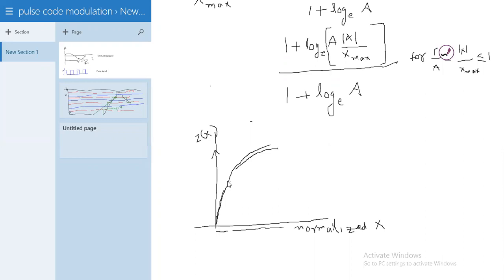Similarly, the expander characteristics are like this.